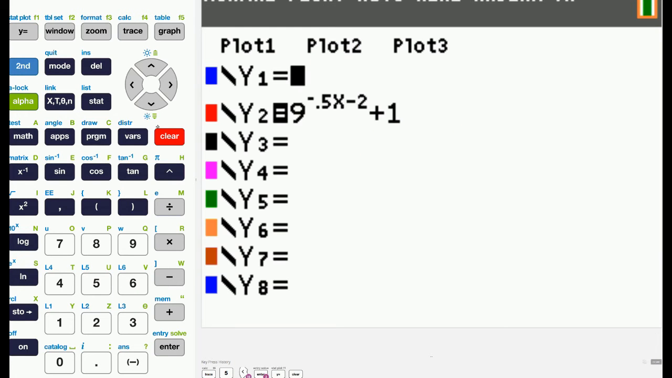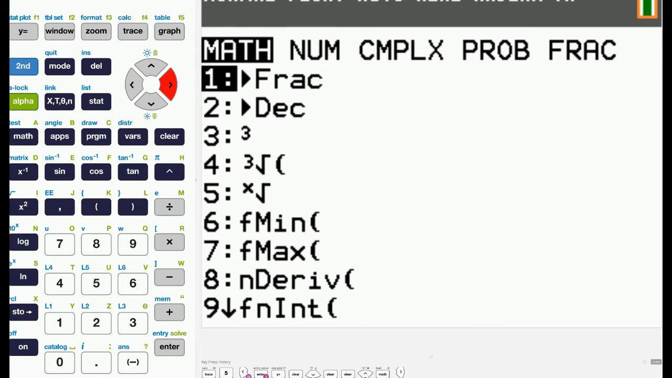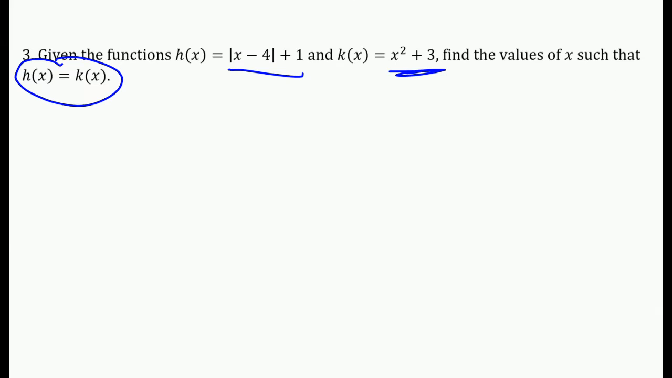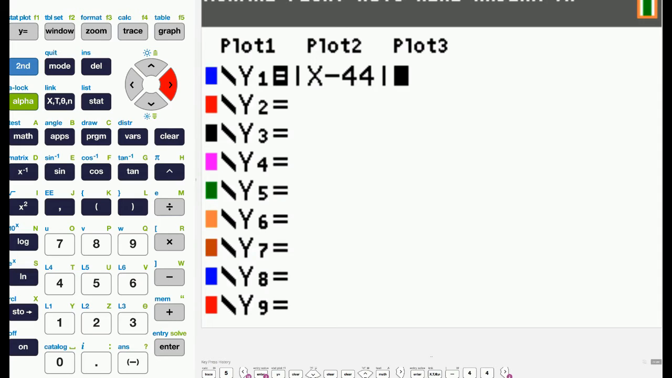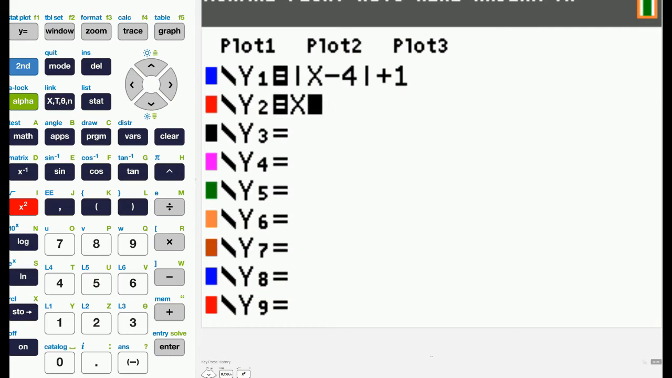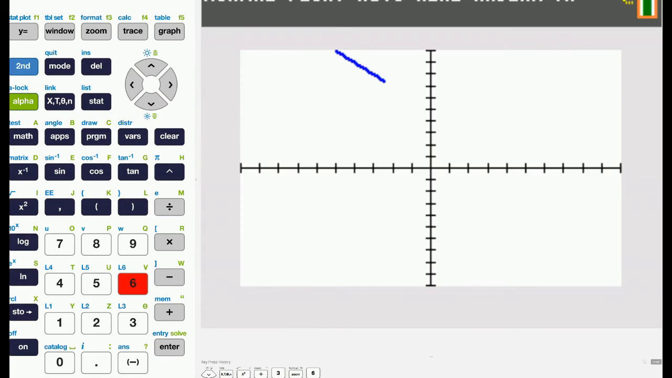So I'm going to do absolute value of x minus 4, plus 1, just a 1 plus is fine, and then x squared plus 3. And we're going to look at the graph. There's the absolute value function, there's the quadratic.